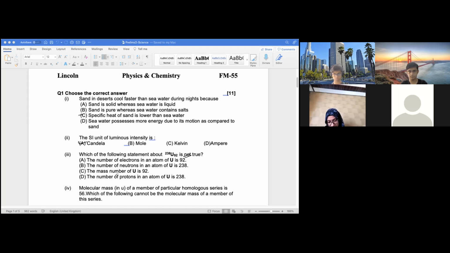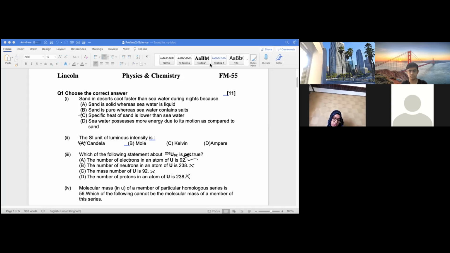Actually it should have said true. Which of the following statements about U 238 92 is true? It said not, but most of the statements are correct, so not correct. The number of electrons in an atom of U is 92. This is a correct statement. The number of neutrons in an atom of U is, this is a wrong statement. The mass number of U is 92. This is a wrong statement. The number of protons in an atom, this is also a wrong statement. So which is the correct option? The question has to be which statement is true. So the first one is the answer. I have given marks to everyone because it was a typing mistake.